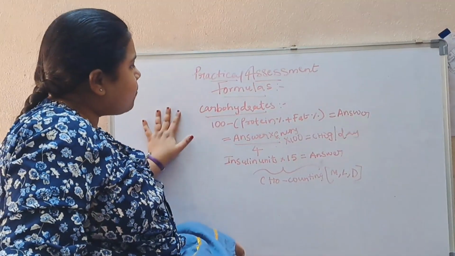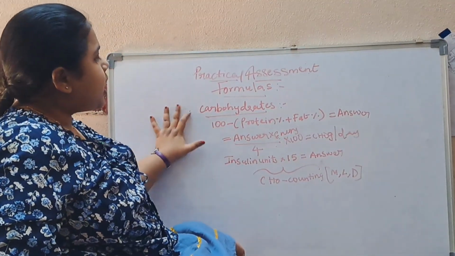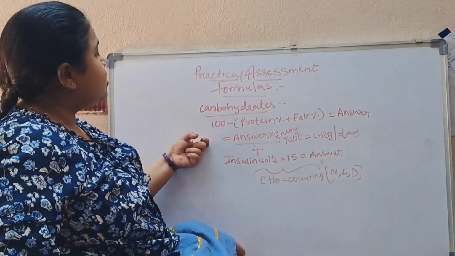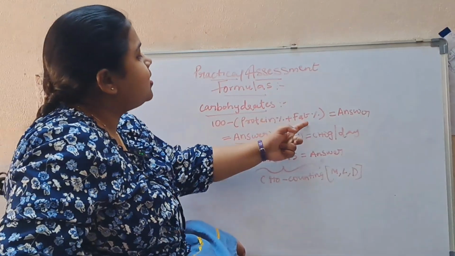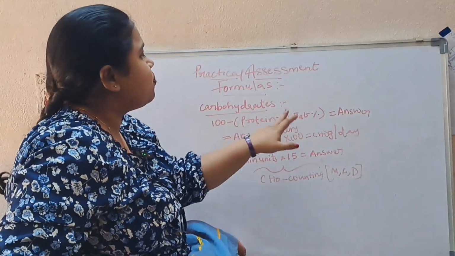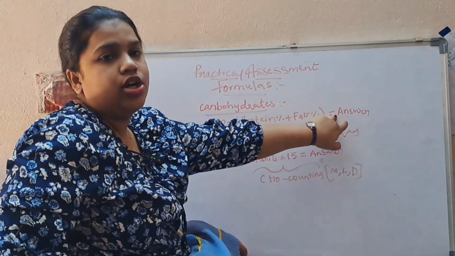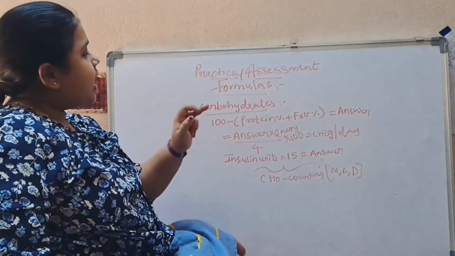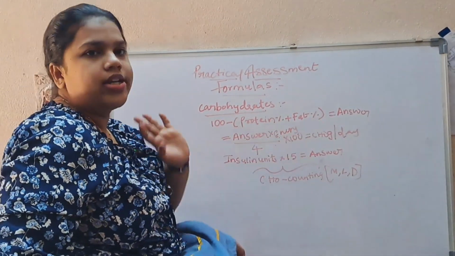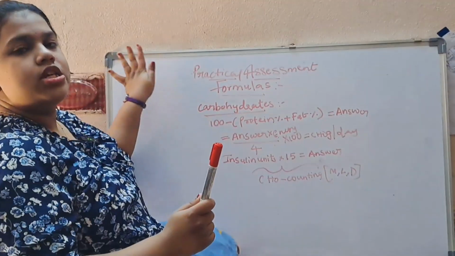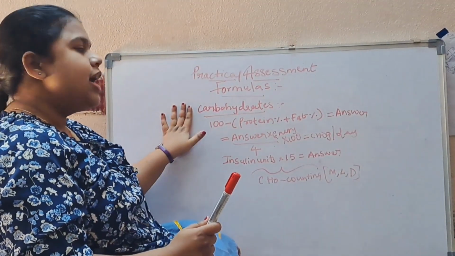So this is the carbohydrates formula. Here are the steps. The first step you have to follow is 100 minus the sum of protein percentage plus fat percentage, and you'll get the answer. Now multiply the answer by energy, divide by 4 into 100, and you'll get the carbohydrates in grams per day. So this is how the carbohydrate should be calculated.